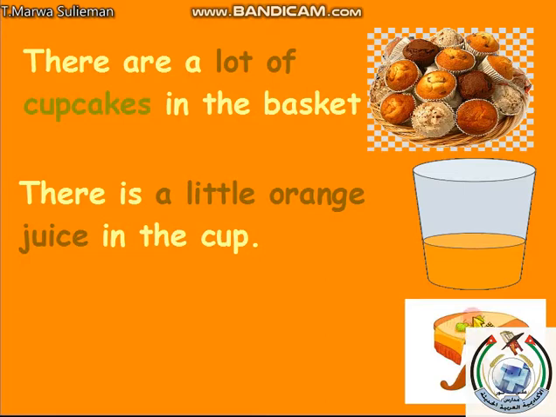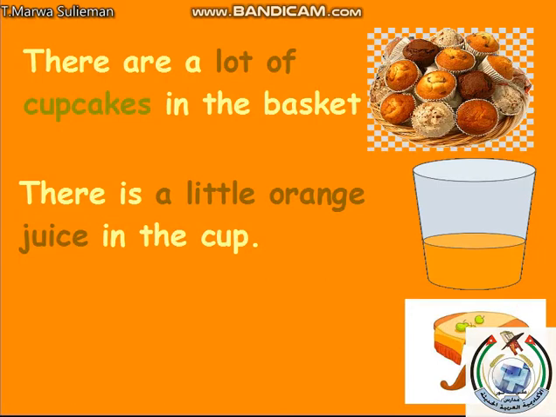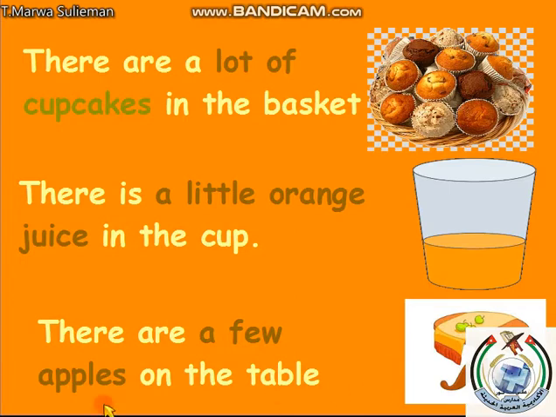Here we have apples. Apples is a countable noun. 1, 2, 3. So we will use a few or a lot of. What about the amount? كمية. It's a few. So we will use a few. The correct sentence is there are a few apples on the table.